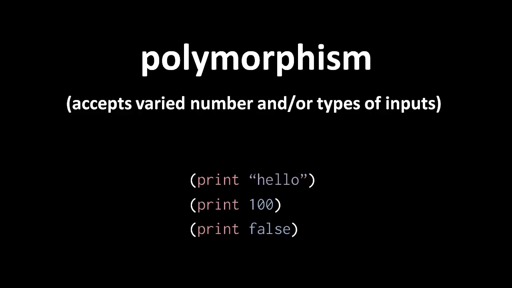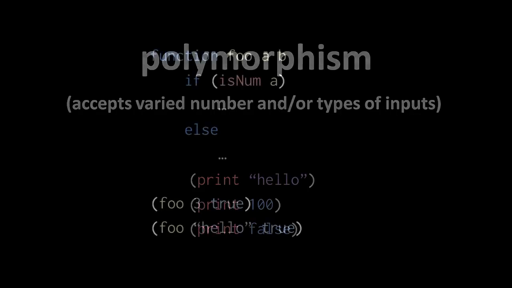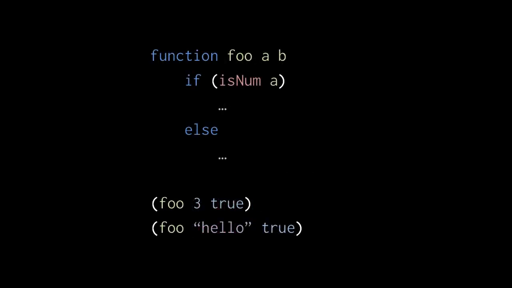In the case of print, the operator does basically the same thing no matter the type of input, but in principle, a polymorphic operation or function can do totally different things depending upon the number and/or types of inputs. Say in Pidgin you want to write a function which changes its behavior depending upon whether its first argument is a number or not. Well, if we have an operation called isNum, which returns true when its operand is a number, then we can simply test if the parameter is a number and branch accordingly.